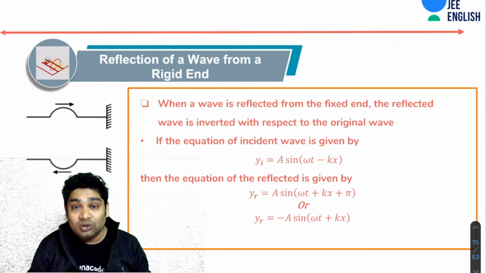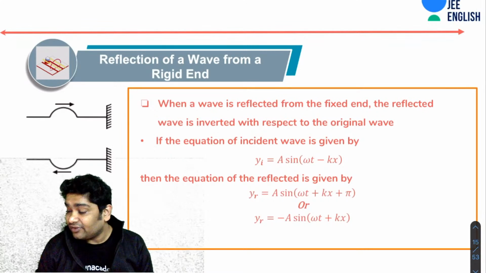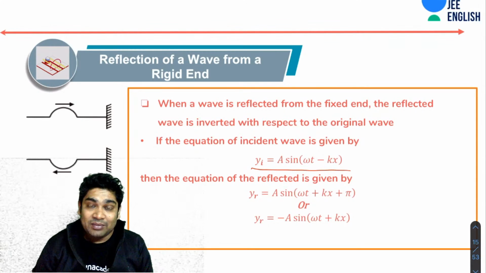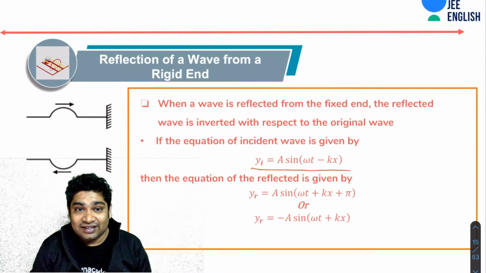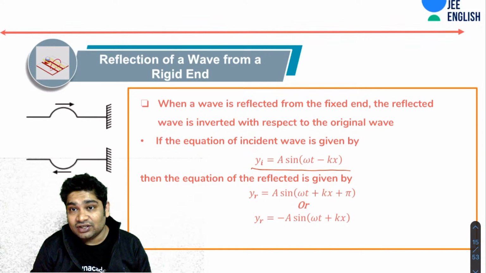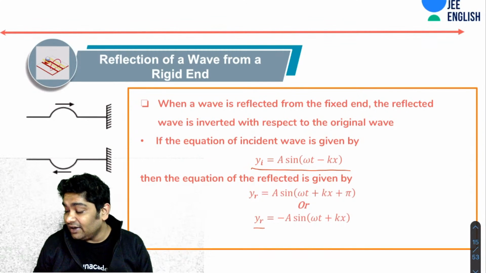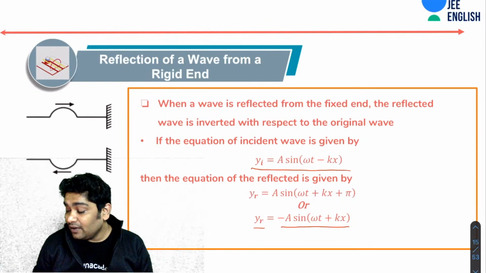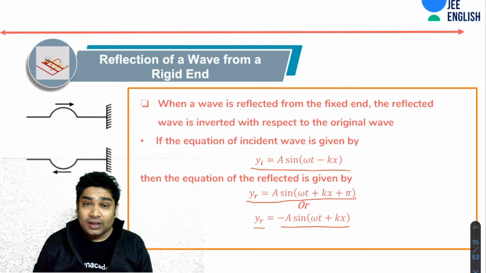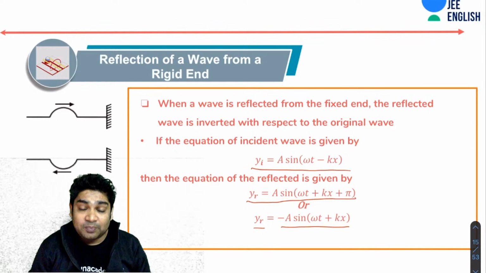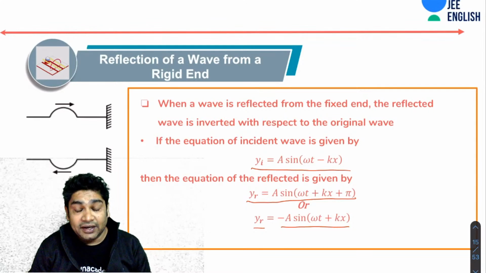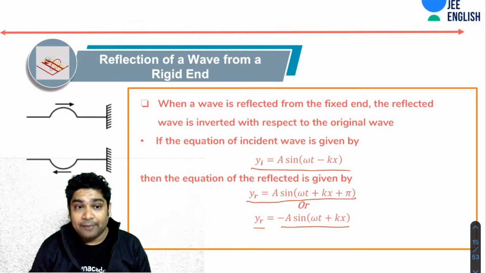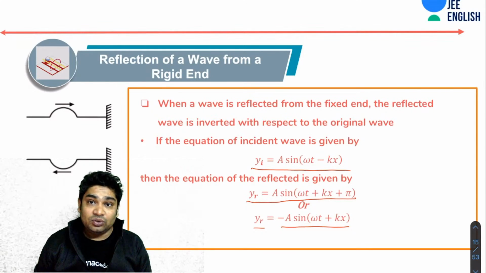So when a wave is reflected from a fixed end, the reflected wave gets inverted with respect to the original wave. Therefore, if the equation of the incident wave is written as y incident equals a sine of omega t minus kx, which is a wave traveling in the positive x direction, then the reflected wave equation becomes y reflected equals minus a sine of kx plus omega t, or I can say y reflected equals a sine of omega t plus kx plus pi. So it not only changes its direction but also gets a phase change of pi. That is what happens in reflection from a rigid boundary.